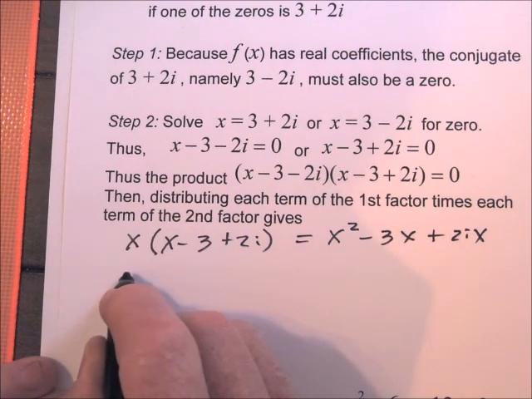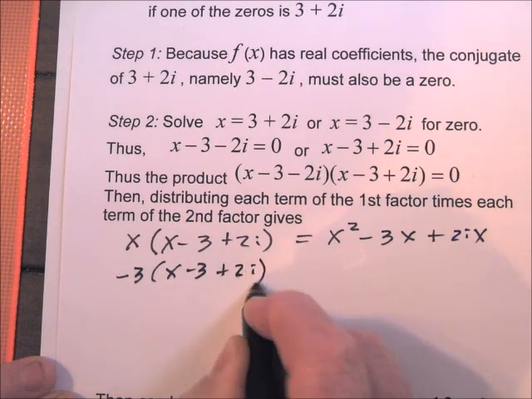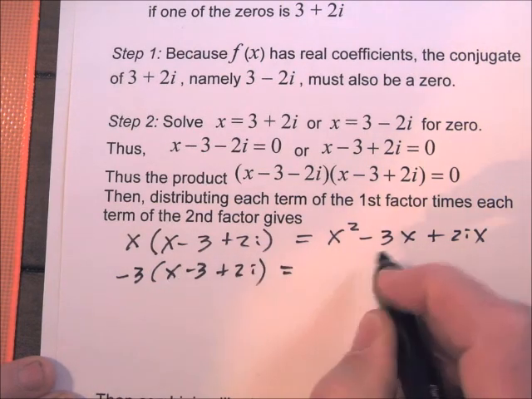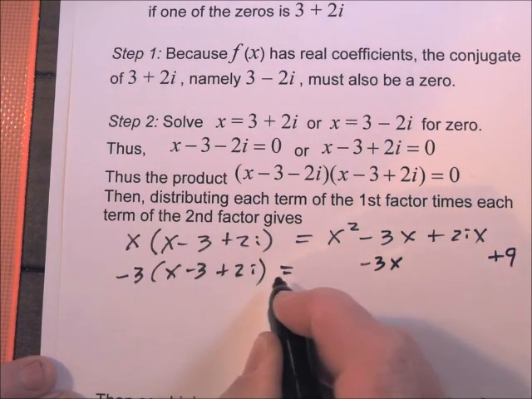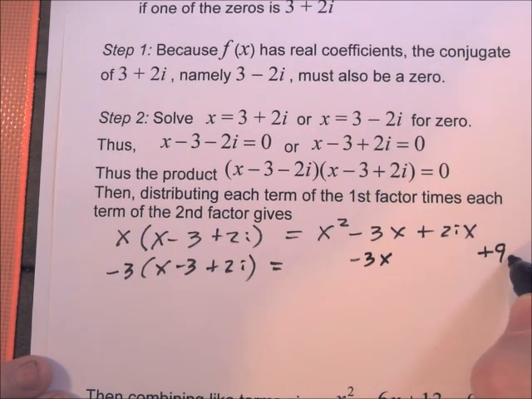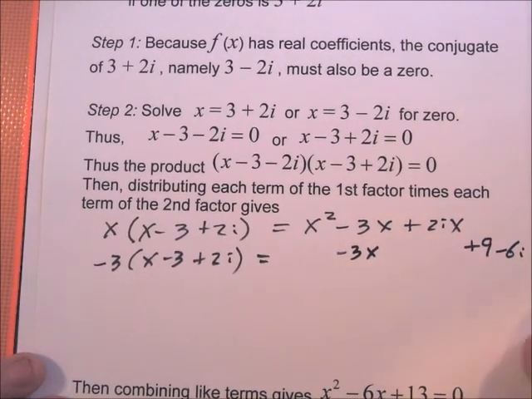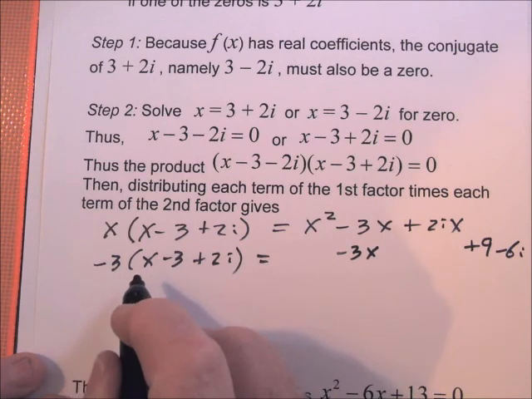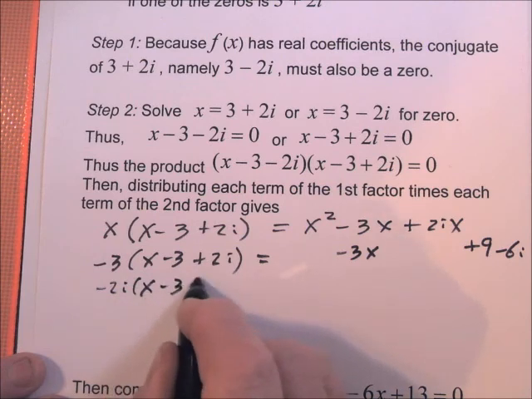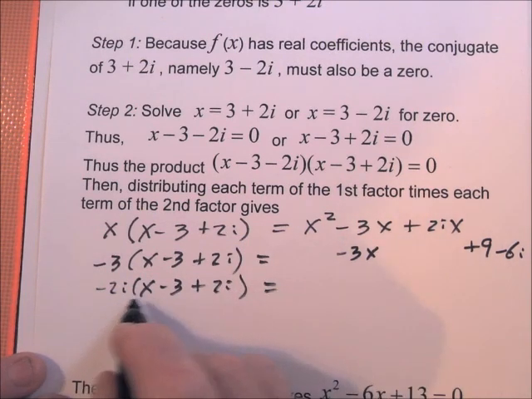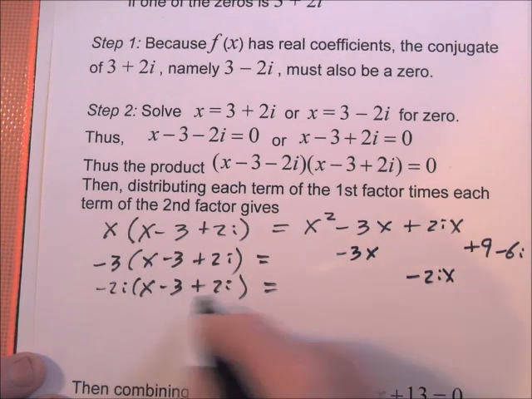And then we'll have minus 3 times each term of the second factor. Minus 3 times x is minus 3x. Minus 3 times minus 3 is plus 9. Minus 3 times 2i is minus 6i. Okay, and then we want to distribute the negative 2i times each term of the second factor. So minus 2i times x is minus 2ix. Minus 2i times minus 3 is plus 6i.